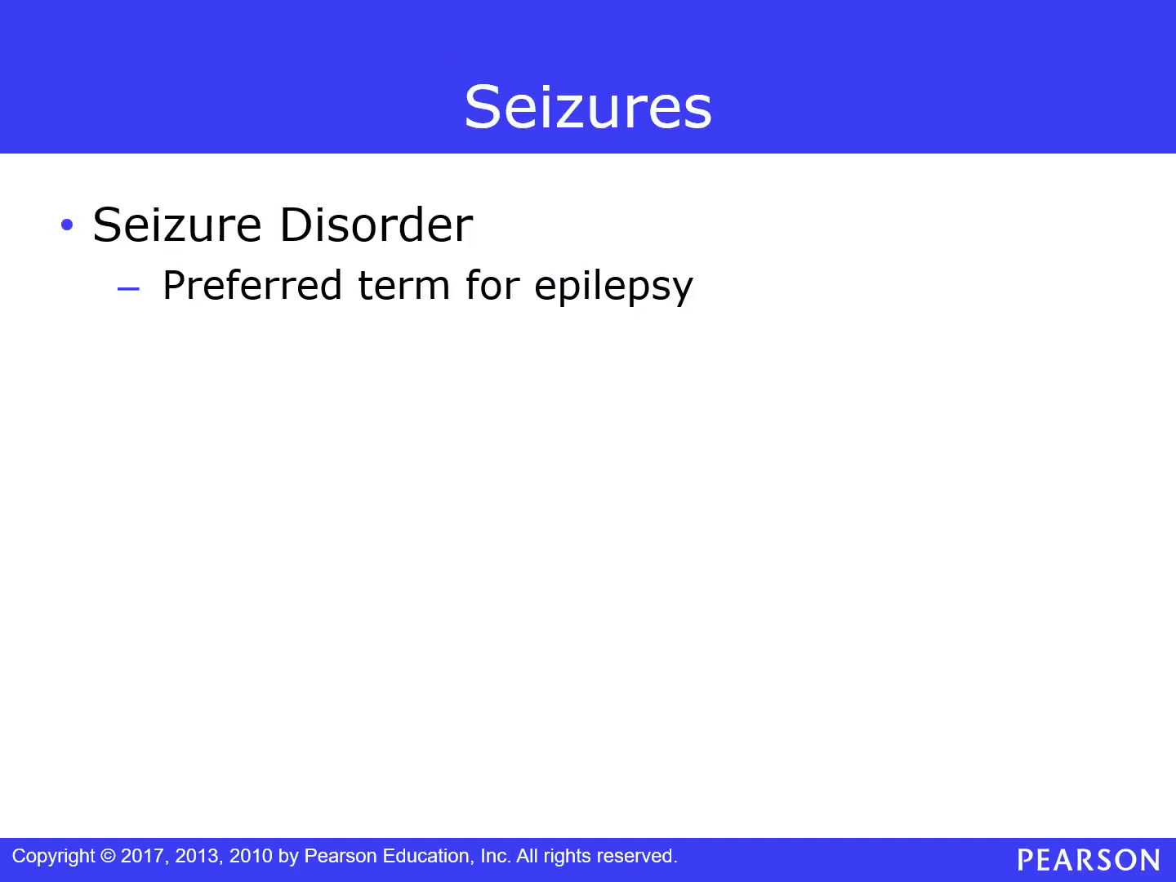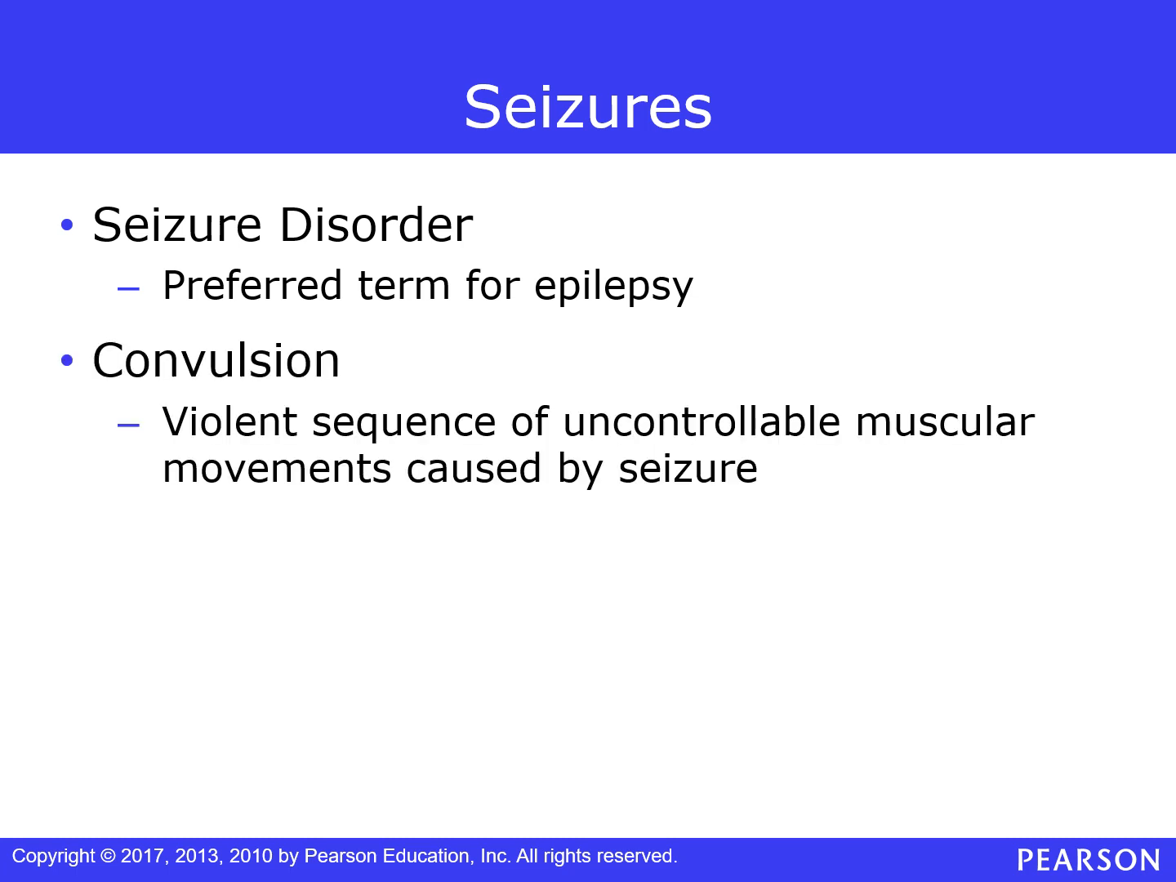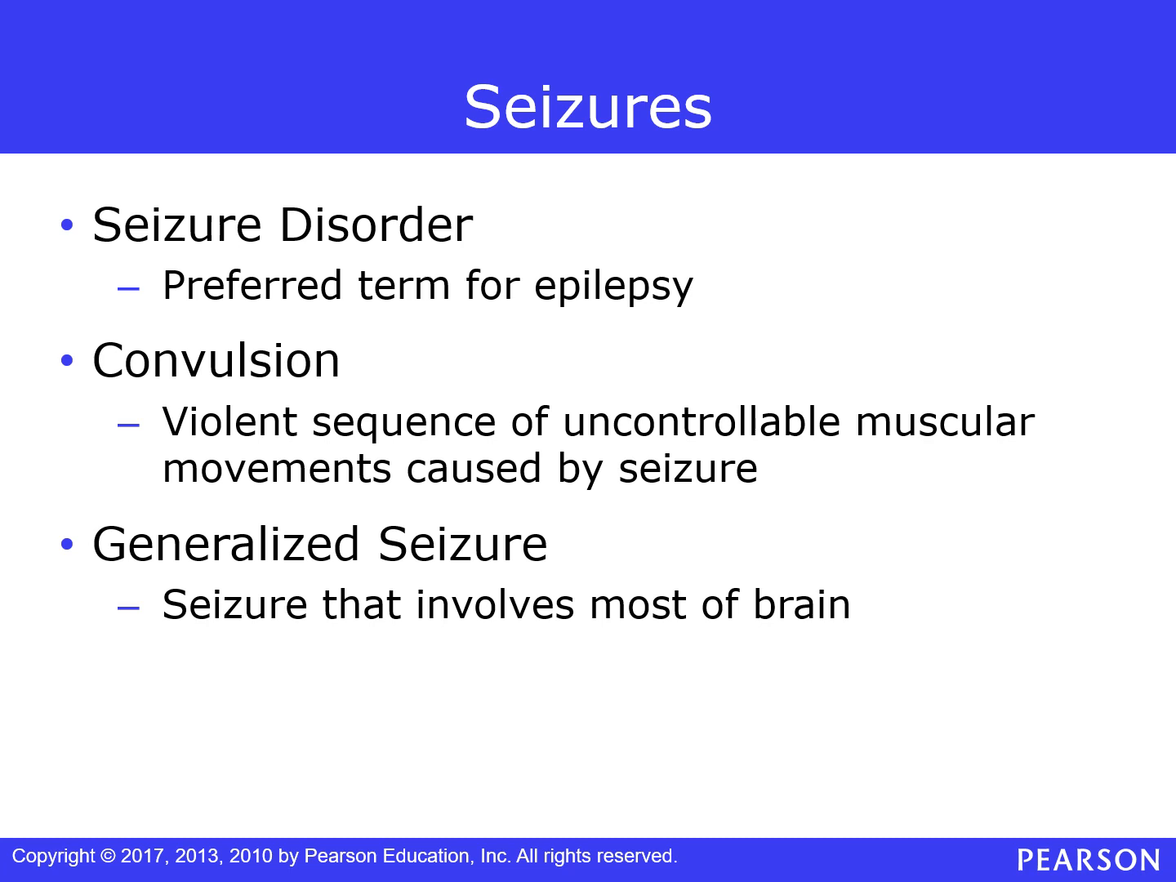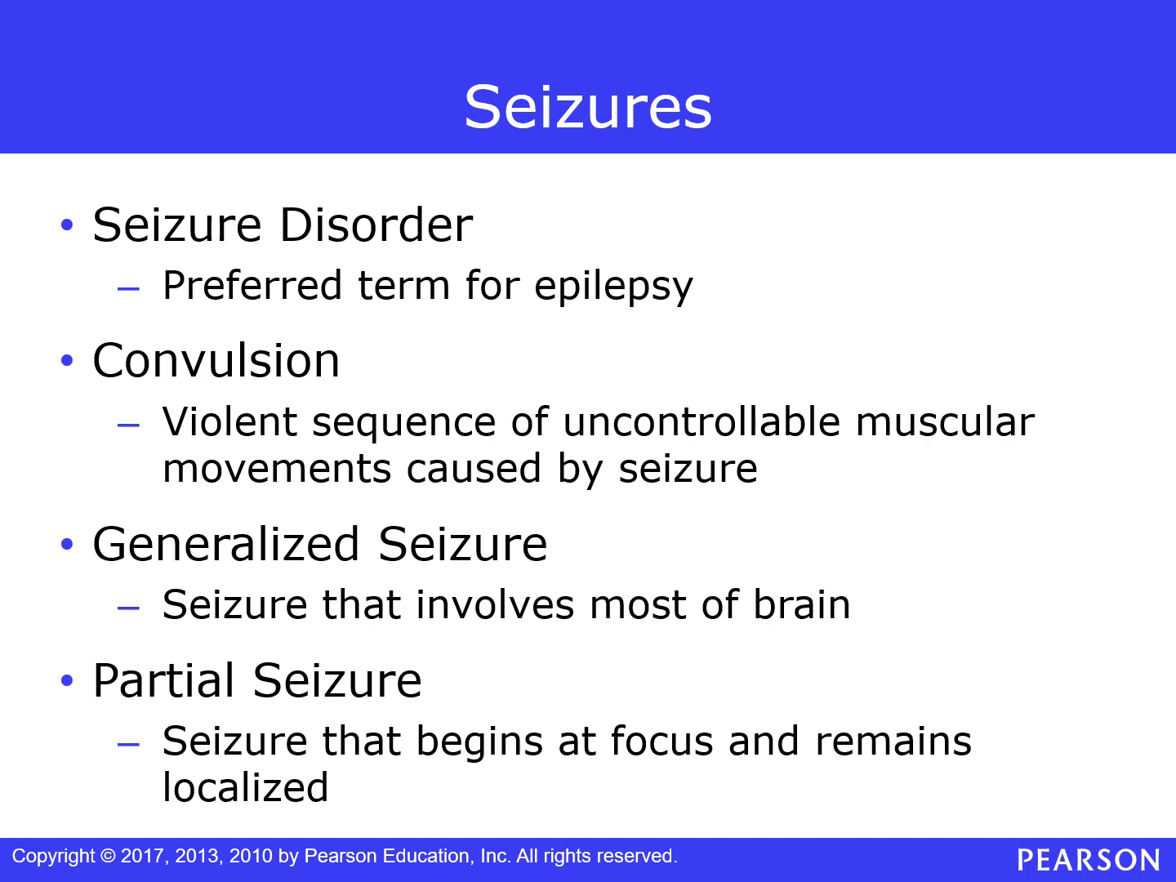Next, we'll take a look at seizures. Seizure disorder is more of the preferred term for epilepsy. Seizures are characterized, I think most of us think about them as being convulsive, so almost violent, uncontrollable muscular movements. We have a couple of different types of seizures. Generalized seizures are ones that involve most of the brain. So during the seizure, most of the brain is being affected. There are also different types of seizures that only involve a certain part of the brain. So it's more localized. So the rest of the brain more or less is functional, but that particular area of the brain is affected.